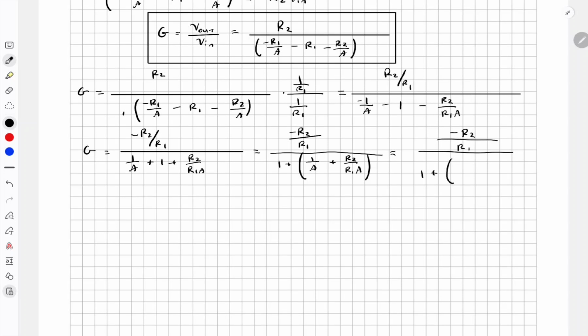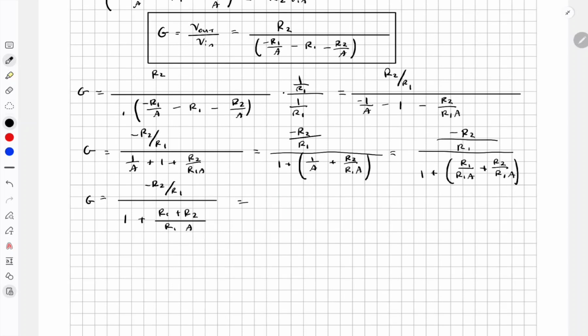Let's make this a fraction so that we can add these two fractions together. So it becomes, the right side stays the same, but we have to do an r1a here, like this. So we are making the fraction capable of doing addition. So now we say negative r2 over r1 divided by 1 plus r1 plus r2 divided by r1a.